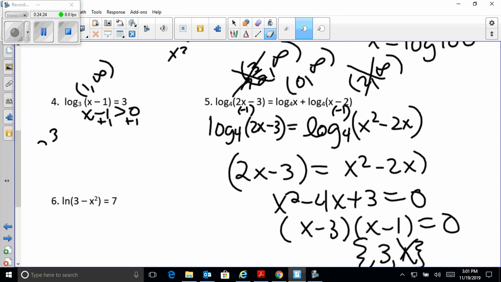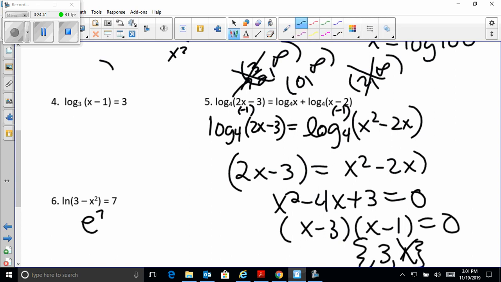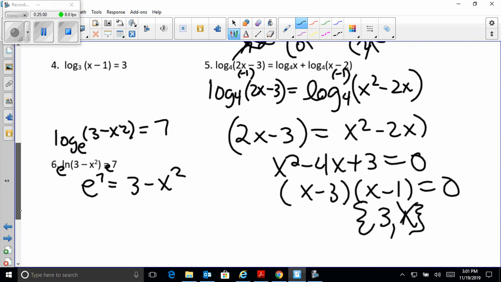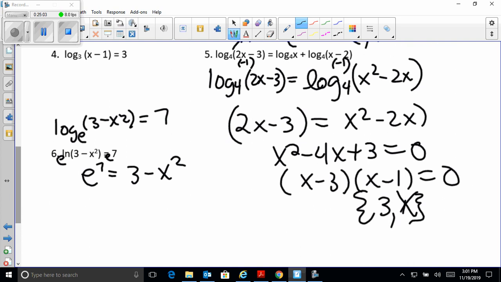Number 6 is also a special one. So I can't do any condensing. I could look at it as e to the 7th is equal to 3 minus x squared. We're going to take the e of both of those. Or I can even look at this as being a log base e of this. And how do you write that? E to the 7th equals that. So either way it works. That's why that property works.